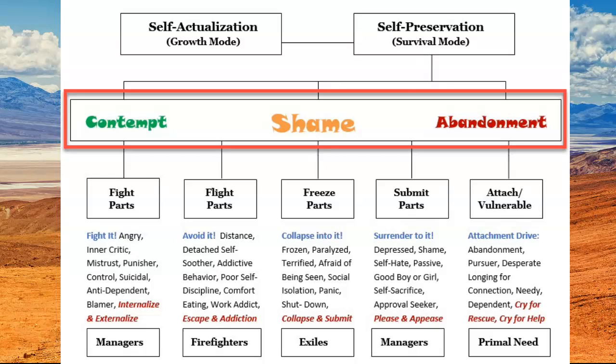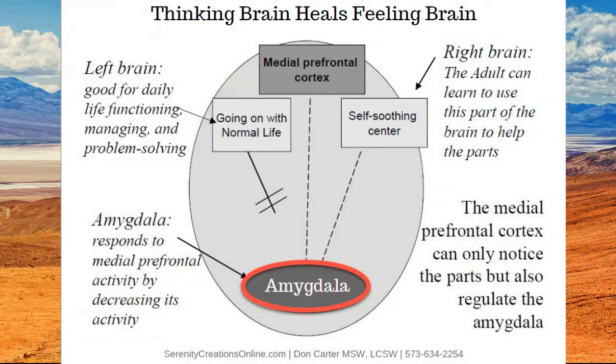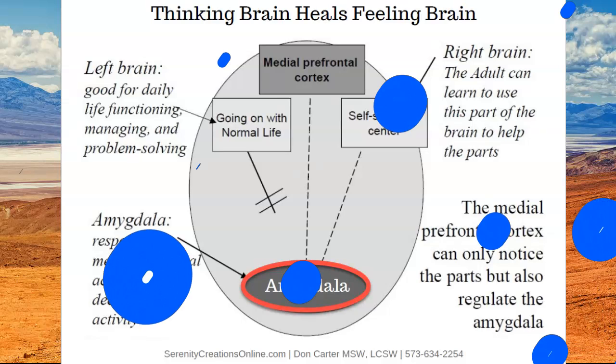Okay, we're ready to take a look at Janina Fisher's brain diagram. This is from the perspective of looking down on top of the head. Here you can see that in the back of the head is the amygdala, or the feeling brain, and in the front are the three elements of the thinking brain.